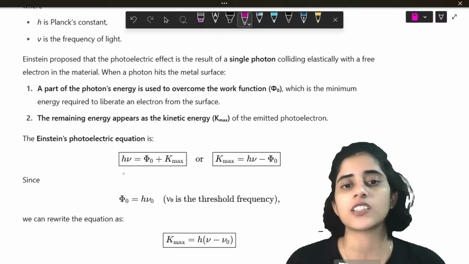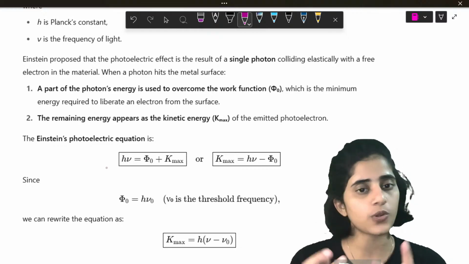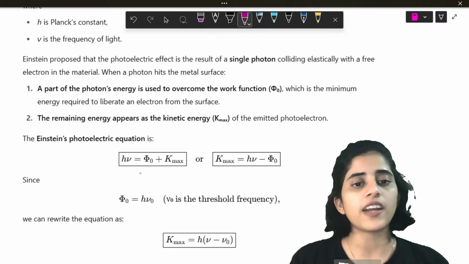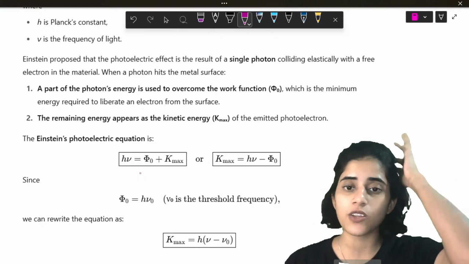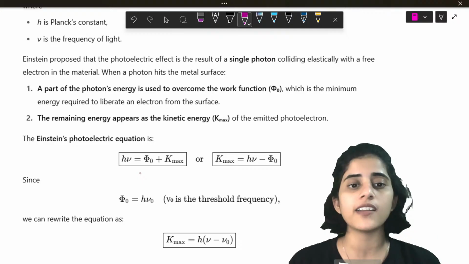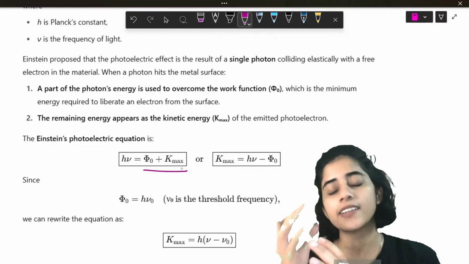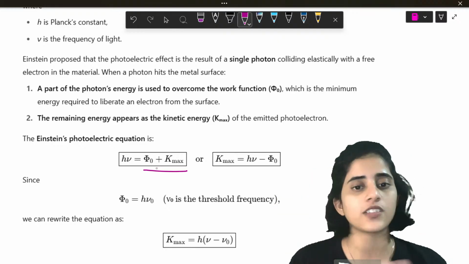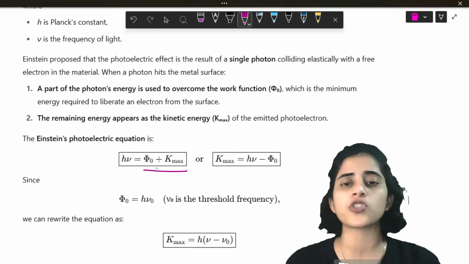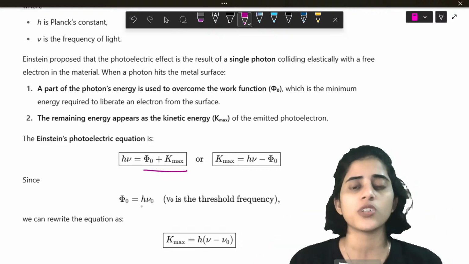So, if you want to find out the energy of the ray that is coming, you just add the work function and the kinetic energy. That will give you the energy of the photon, because the energy of the photon is divided into two: the work function energy and the kinetic energy.